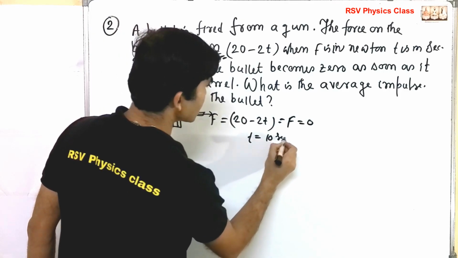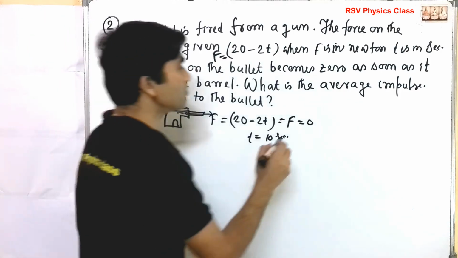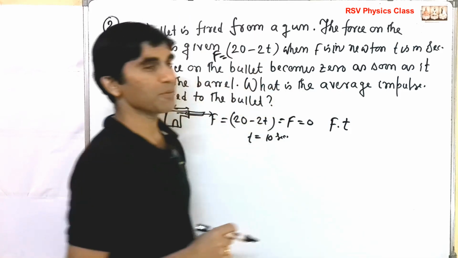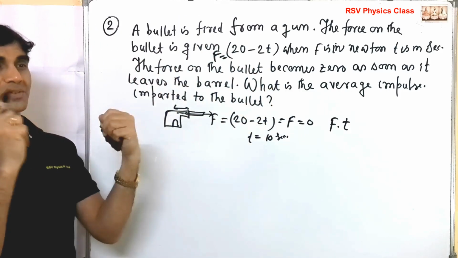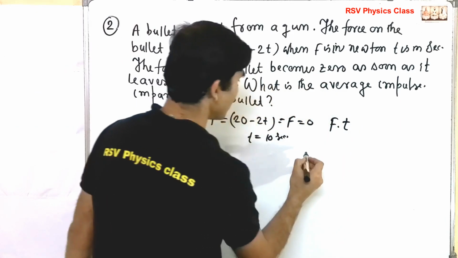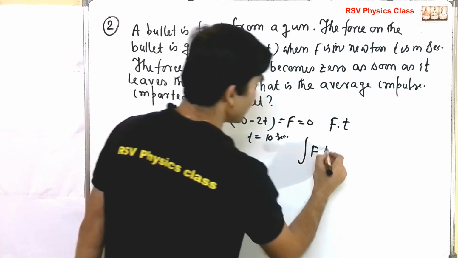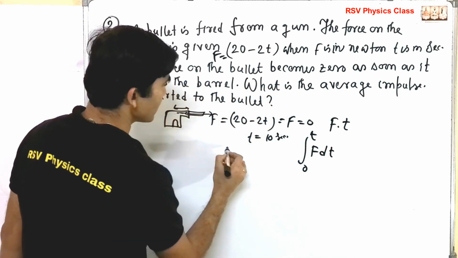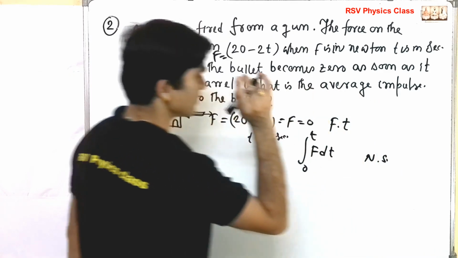t is 10 seconds. So what will the average impulse be? Average impulse means force into time, and impulsive force, impulse over a small instantaneous time. So average impulse means as a function of t, so integral of F dt from 0 to t. Impulse means its unit will be Newton second. Okay.